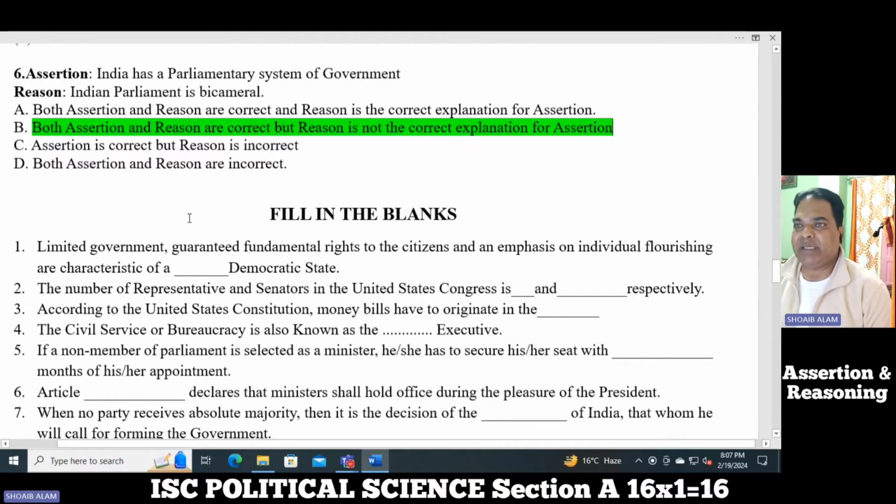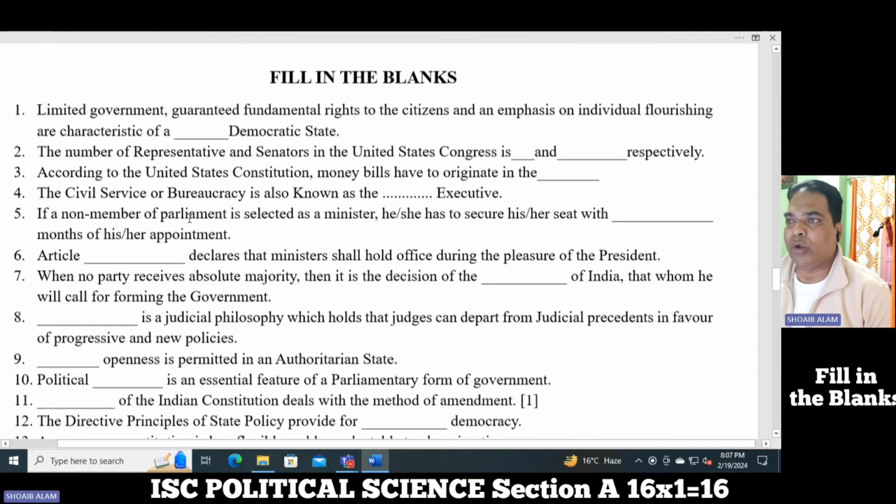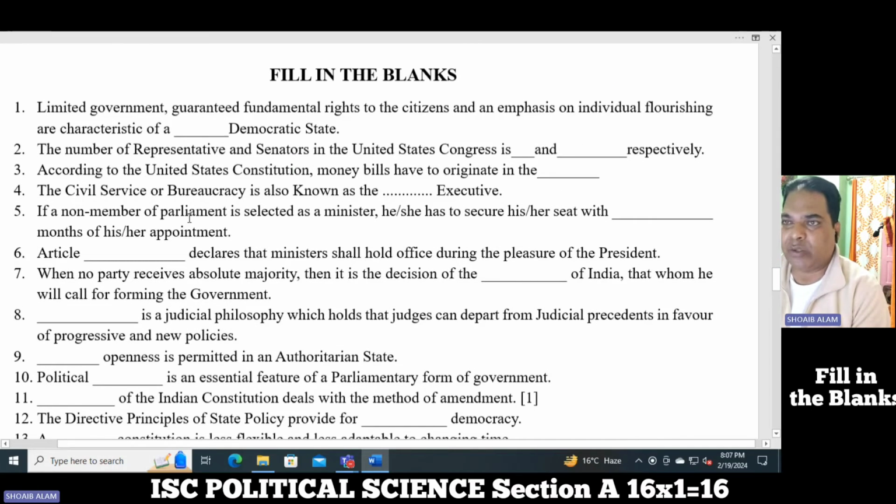Okay, so we have completed assertion and reasoning. So let us now move on to fill in the blanks. A few fill in the blanks will also be asked. So we'll try to do it one by one. I'll write the answer over here. Limited government, guaranteed fundamental rights to the citizens, and emphasis on individual flourishing are characteristic of a dash democratic state.